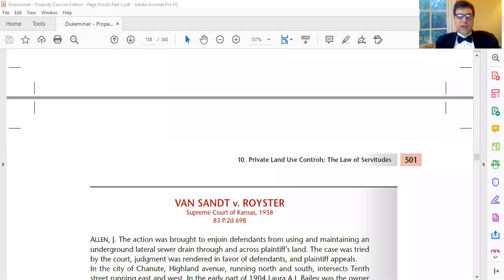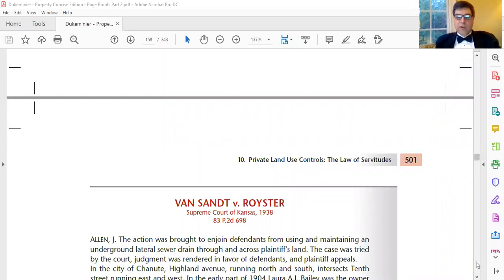We are in Chapter 10 of the Duke Commuter text, looking at the law of servitudes, and specifically, we are studying easements at this point. And tonight, we're going to look at another way that you can create an easement other than by an express grant. And so the authors give us a case over on page 501 called Van Sant versus Royster to illustrate the theory of creation of easements that we're studying now.